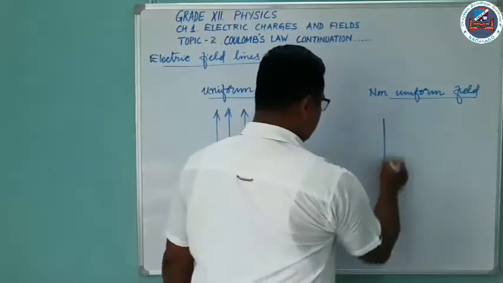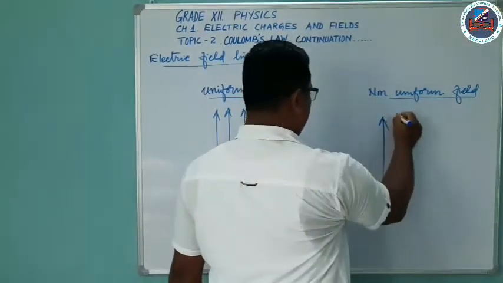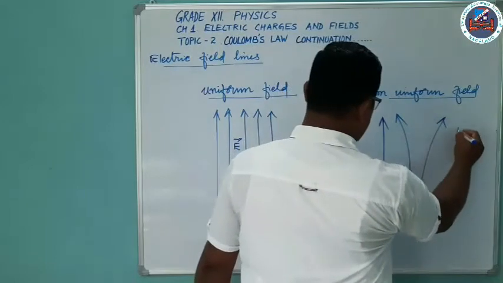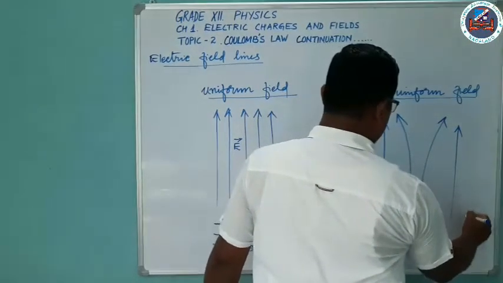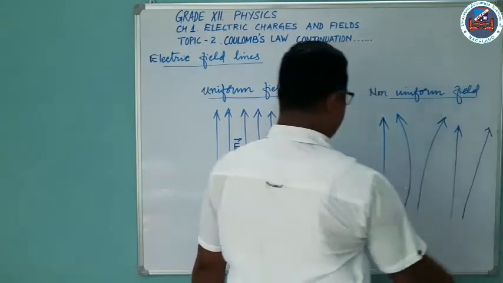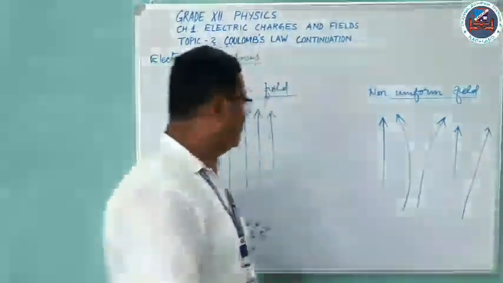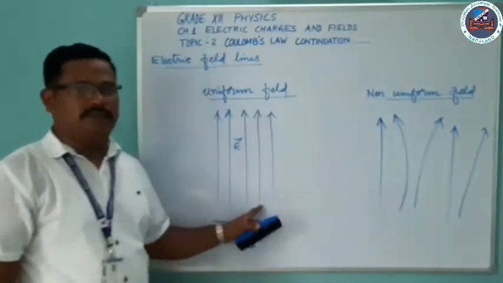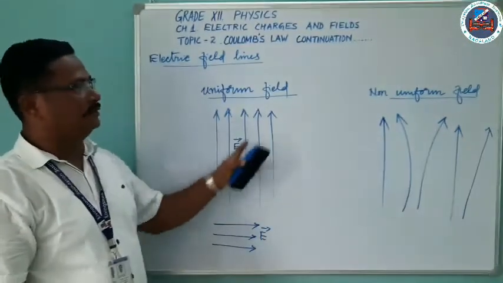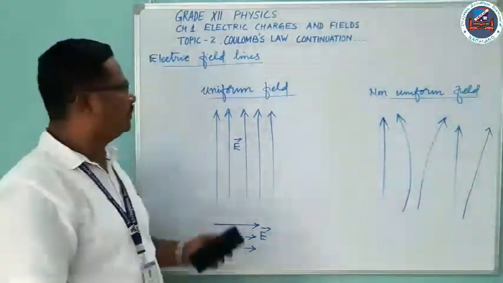But if the field is not uniform, these lines will not be parallel. Some may be going straight, some may be going like this, some may be going like this, some again going like this. So this type of field is a non-uniform field, and this type of field we call a uniform field if the field lines are parallel.